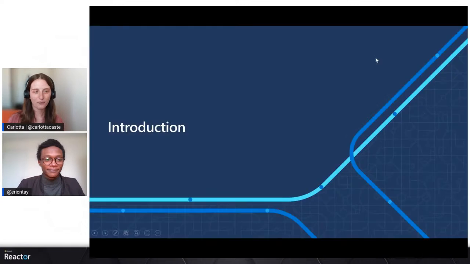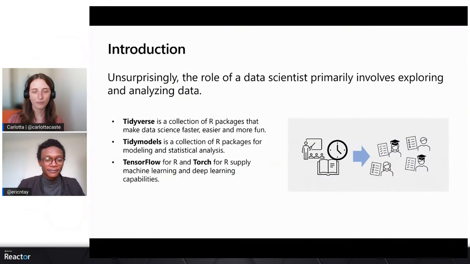So let's get started. I would like to just introduce a little bit this episode and the R language. As the name suggests, the role of a data scientist primarily involves exploring and analyzing data. The result of an analysis might form the basis of a report or a machine learning model, but it all begins with data. And today we are talking about R, since it's one of the most popular programming languages for data scientists. R provides extensive functionality with a massive set of powerful statistical modeling, machine learning, visualization, and data wrangling packages. For instance, we can mention Tidyverse, which is a collection of R packages that make data science faster and easier; Tidymodels, which is a collection of R packages for modeling and statistical analysis; TensorFlow for R and Torch for R, supplying machine learning and deep learning capabilities.